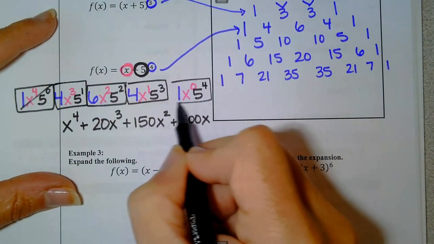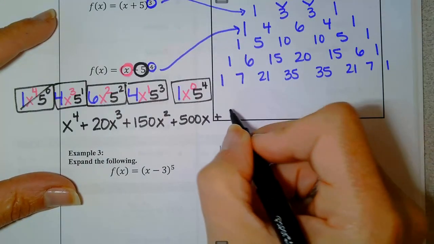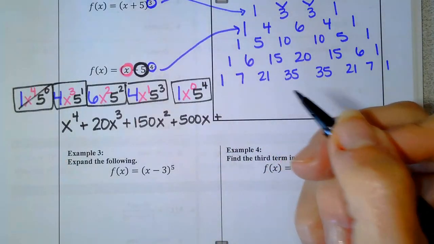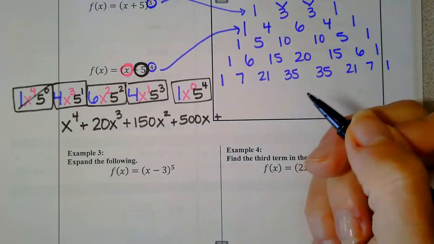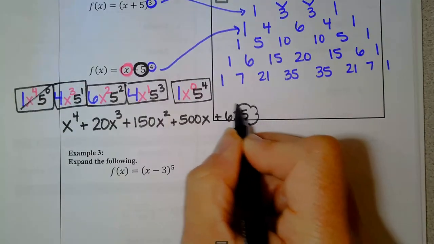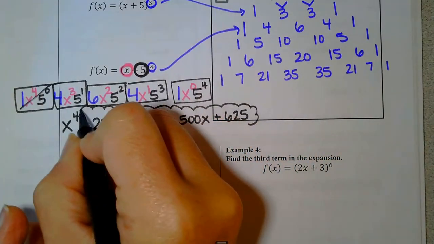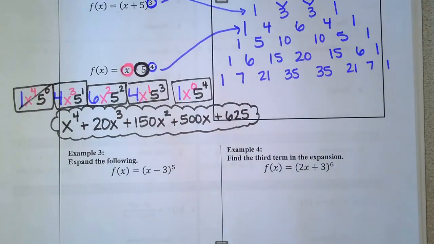And then last but not least, what's 5 to the 4th power? Big number. 725? Or 625, I think it's, yeah, it's 625. Okay, so this right here is my answer. And if you think about it, it goes in sequential order, like x to the fourth, x to the third, x to the second, x, and nothing.